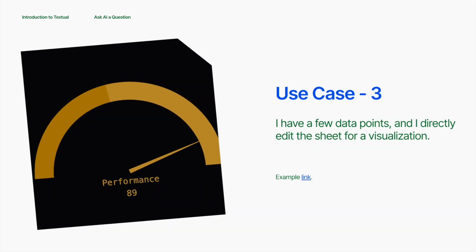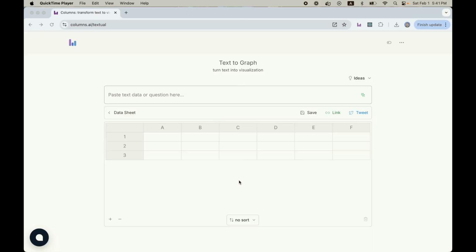Use case 3, I just have a few quick data points, and I directly add them to the sheet on Textual for visualization. How it works, let's take a look. Use case 3, I neither have a question nor have a text paragraph with numbers. I have numbers itself. Note that this sheet actually is editable, so you can just enter the data by yourself. For example, I have my last year performance score at 98.